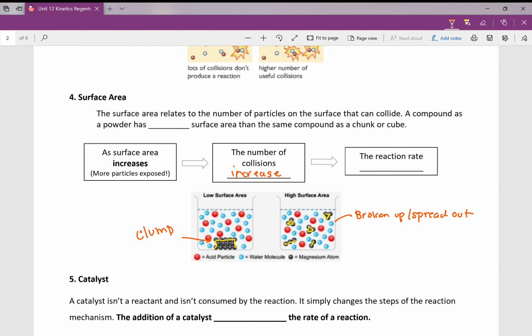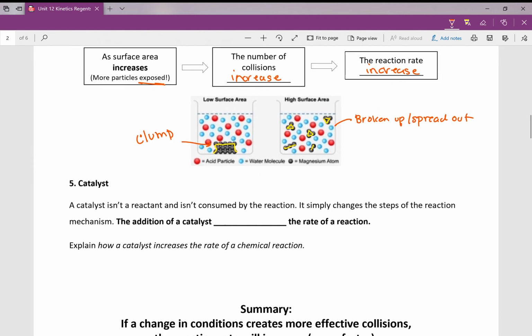Now keep in mind, if you have a powder where the particles are all spread out, that has more surface area than the same compound as a chunk or a cube. So keep in mind, powders always have the greatest surface area. All right, so just to fill in the last part here, as the surface area increases, so there's more particles actually exposed, the number of collisions will increase and the reaction rate will also increase.